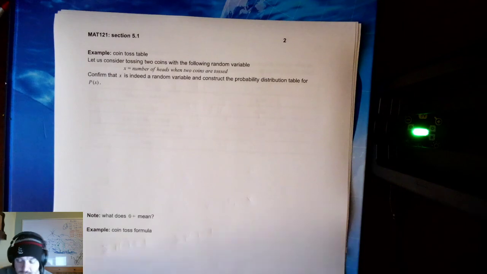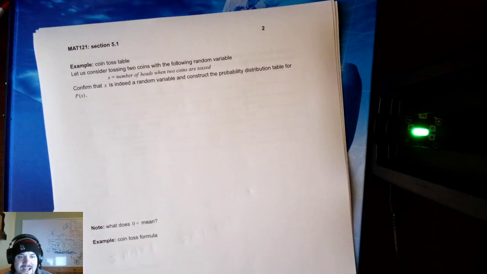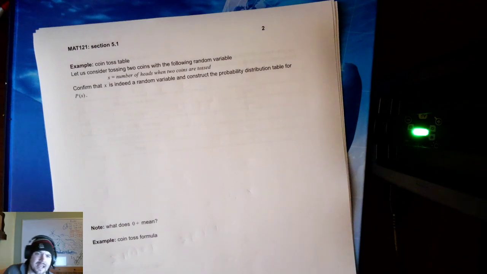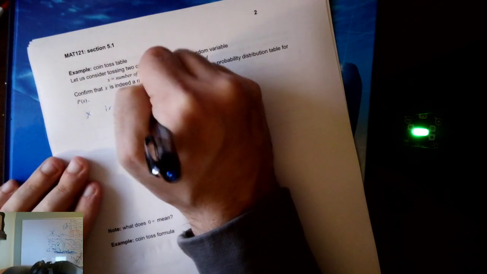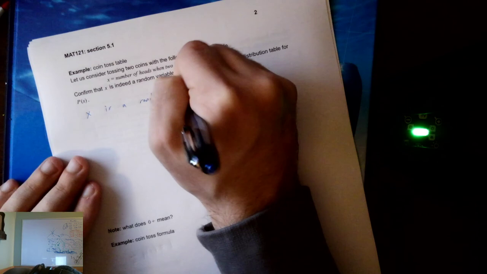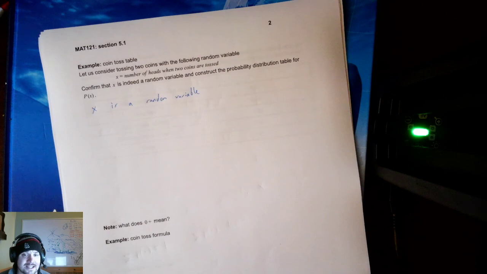First, confirm X is indeed a random variable. So let's think about it. Is X a random variable? First, is it numeric? Well, yeah, it's the number of heads I flip, right? How many heads do I flip? Well, I could flip 0, 1, or 2, right? If I'm flipping 2 coins. So first I confirm that X is indeed a random variable, and then I construct the probability distribution for P of X. So first, X is a random variable. It's a number that's determined by chance, right?